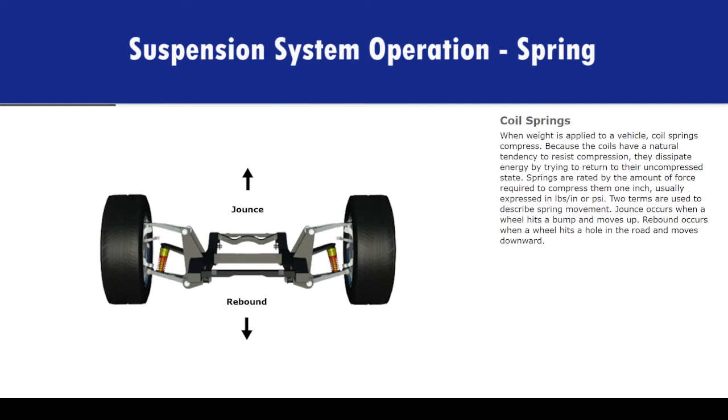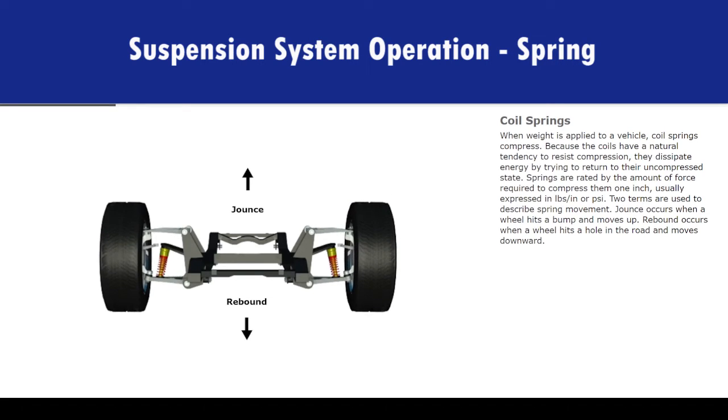Jounce occurs when a wheel hits a bump and moves up. Rebound occurs when a wheel hits a hole in the road and moves downward.